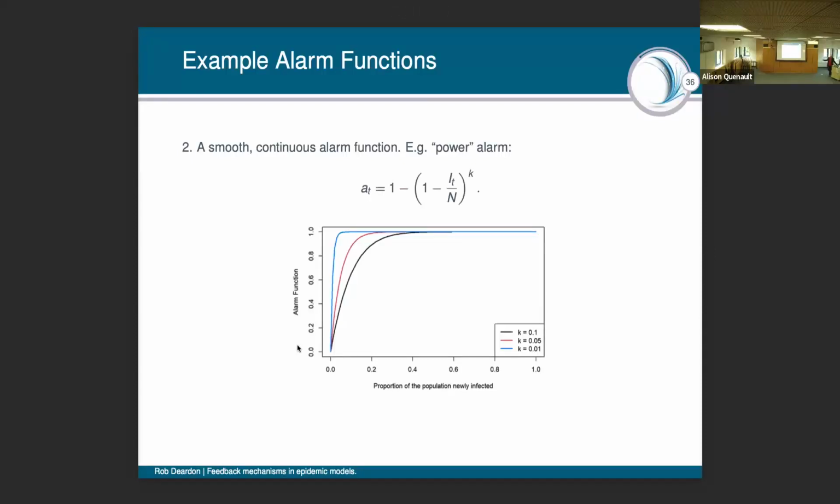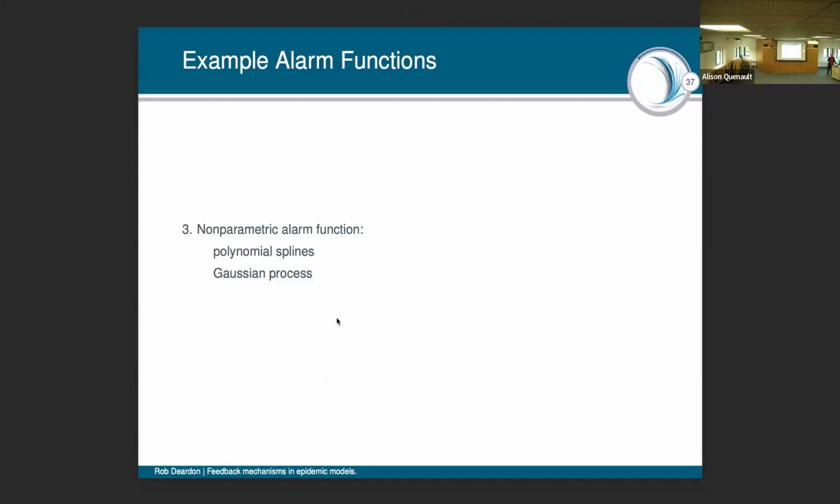Or you might want to go for something smooth, right? So here's a simple single parameter alarm function, which we call a power alarm. So as the proportion of population newly infected goes up, the alarm goes up, the disease transmission rate comes down. As that comes down, the alarm function goes back down, right? Or of course, you might say, well, I don't know what my alarm function looks like. I'm going to use something non-parametric, which is sort of what we've been focusing on in the first half of this talk. So I might use a polynomial spline or Gaussian process. Essentially a function that has a lot of flexibility. Right?